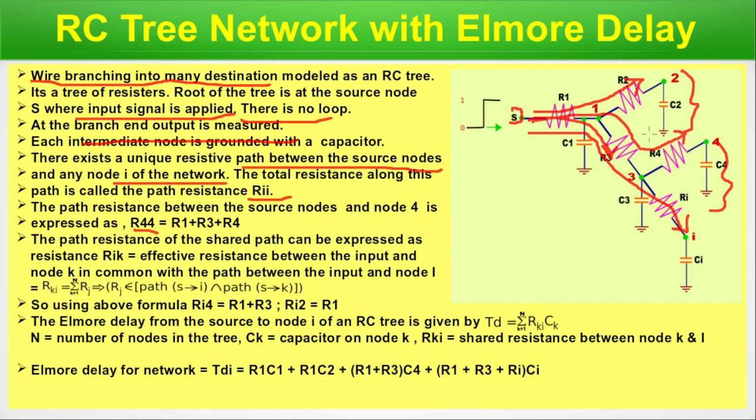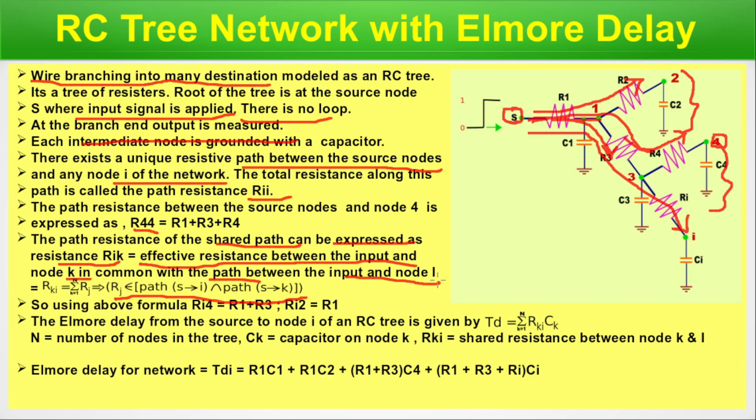So this is node 4. What would be the path resistance? When the signal travels from the source node to node 4, it travels through R1, R3 and R4. The shared path resistance can be expressed as Rik. It is calculated by a formula: the summation of Rj, where j belongs to the path. Basically this is the expression, and this is the effective resistance between the input and node k in common with the path between the input and node i.